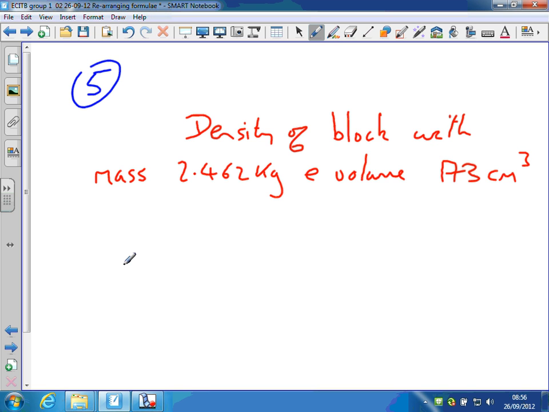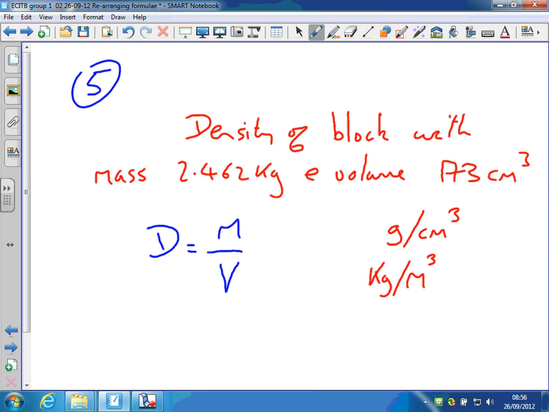So this one, density is mass over volume, is the formula. Density is mass per unit volume. That's the definition of density. And the unit of density would be grams per cubic centimetre or kilograms per cubic metre. You might see this written as grams centimetres to the -3 and kilograms meters to the -3. They mean the same thing.